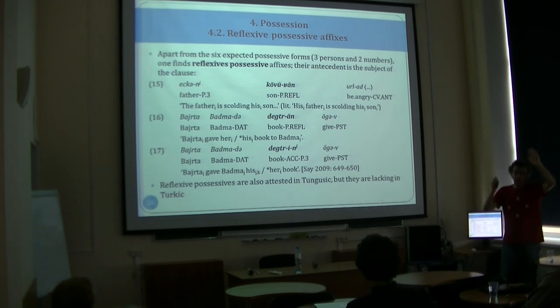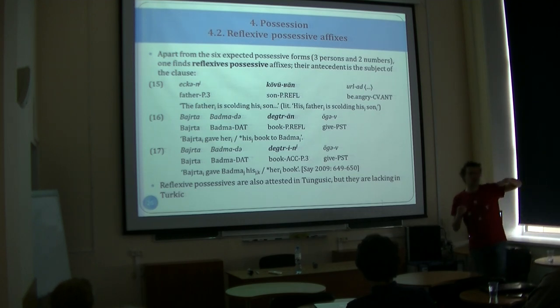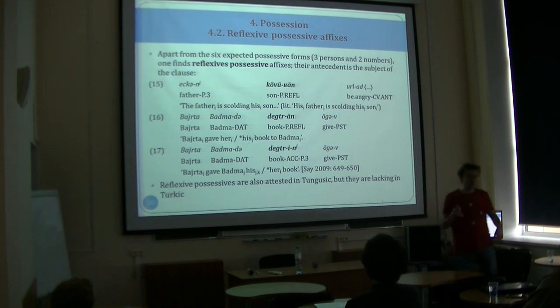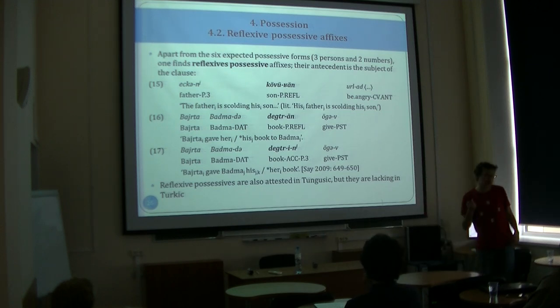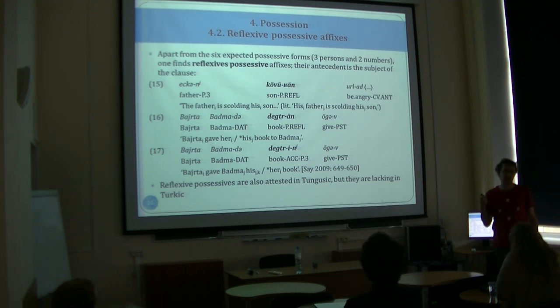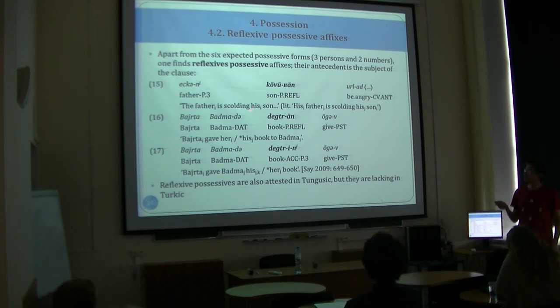is that there is, apart from the expected pattern of possessive affixes for the six combinations of person and number, so my, your, and so forth, we also have reflexive possessive markers. That's how they are used. So the father is holding his son. The son is not marked for the third person possessive, but instead there is a dedicated marker which signals that this son is actually his father's son. Okay.